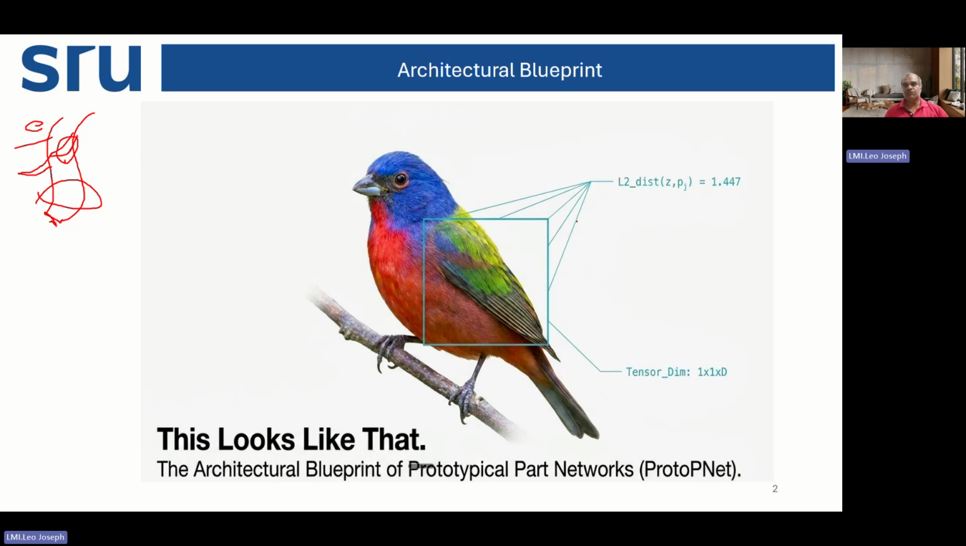In the rest of the series, we are going to see how differently we can monitor or predict the patches of a certain criteria. This is called ProtoNet.